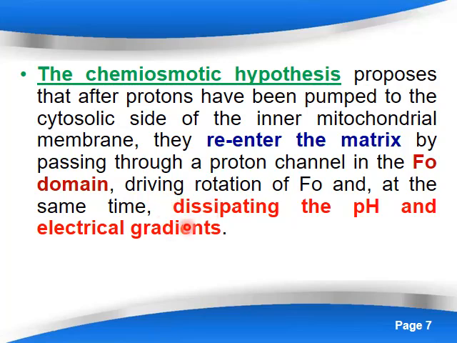What this means by dissipating is removing the concentration gradient. The intermembrane side contains high proton concentration, so it is creating positive outside and negative inside. Dissipating also means removing this difference in electrical charge.